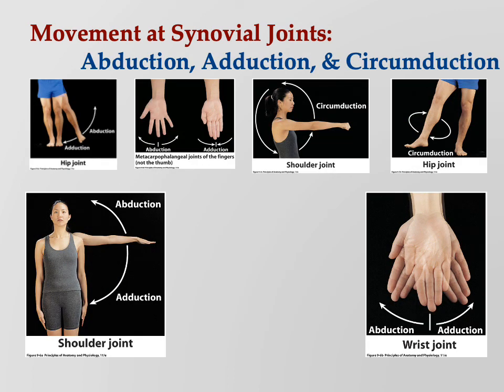Abduction, adduction, and circumduction are more movements of synovial joints. So abduction is movement away from the midline. In Latin, the prefix ab means away, and duct means to lead. So abduct means to lead away. So notice in the lower left, the shoulder joint, if you have your hand down at your side and then you move your arm up straight to the side, that would be abduction. Then bringing your hand back and resting it on your thigh, that's adduction.